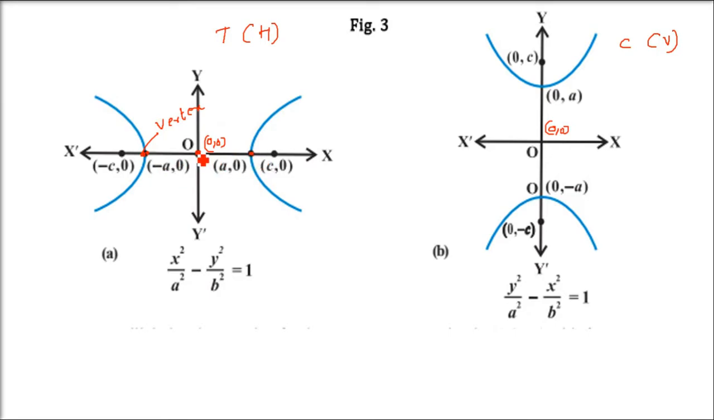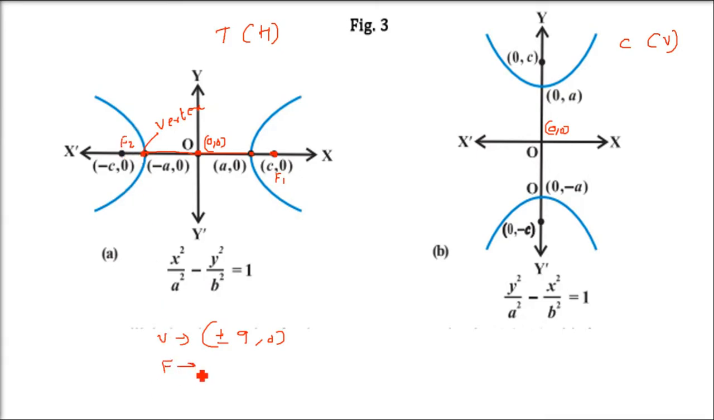From here to here, the distance from the center to the vertex, if the center is the origin, will be a on this side and a on that side. So the coordinates of the vertices will be plus minus a, 0: a on the right-hand side, and minus a on the negative side. Every ellipse, hyperbola or parabola will have a focus. Let us say that this figure has two focuses, F1 and F2. When we have two focuses, we call them foci.